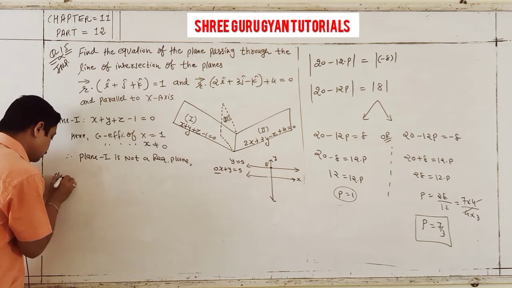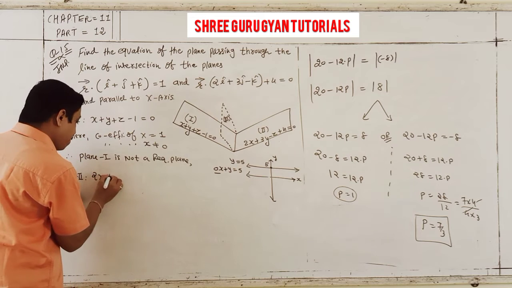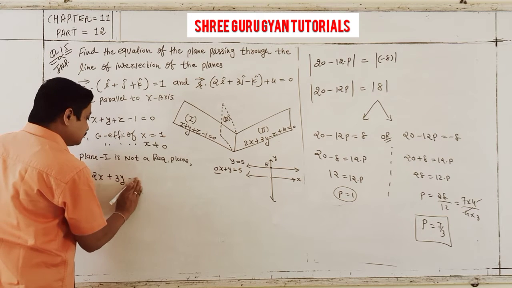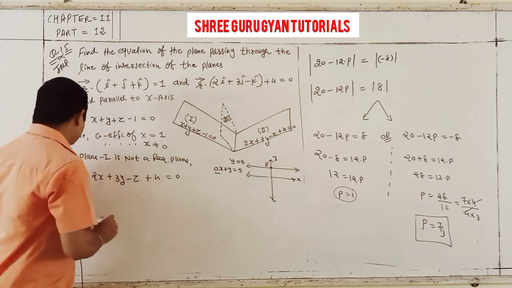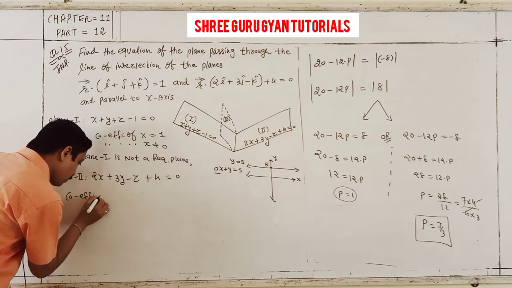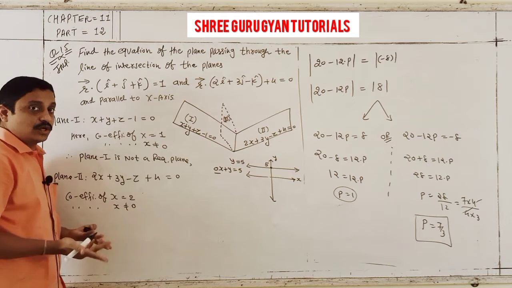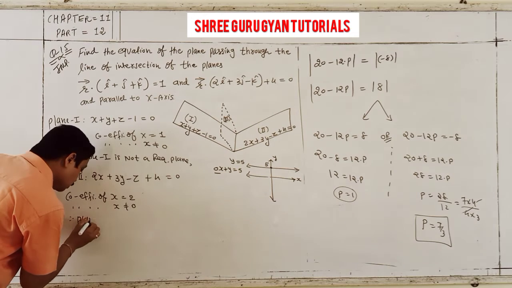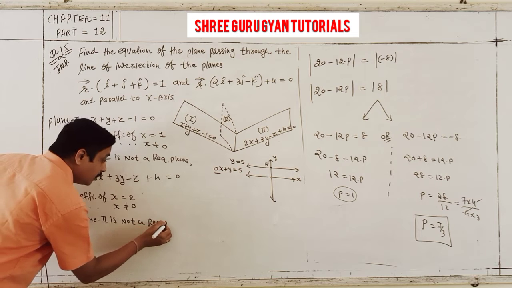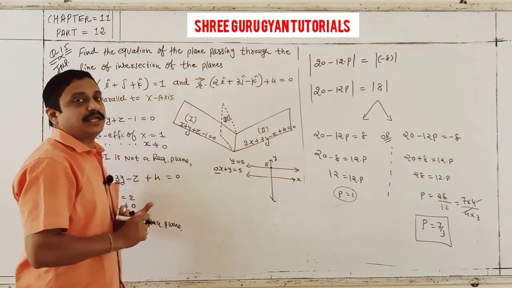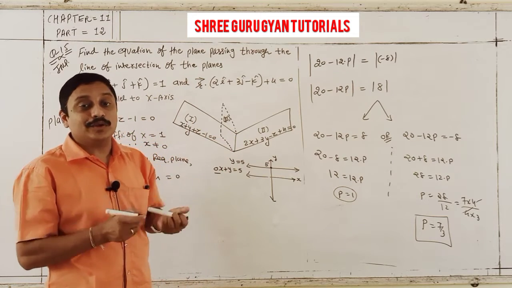Same checking, students, plane 2. That is plane 2: 2x plus 3y minus z plus 4 is equal to 0. Here also the same meaning. The coefficient of x becomes 2, but I check for 0. Yes, so it is not 0. It means again, write down, plane 2 is not the required plane. It means plane 1 and plane 2 are not your answer. So now I go to the common intersection, our lambda theory process.